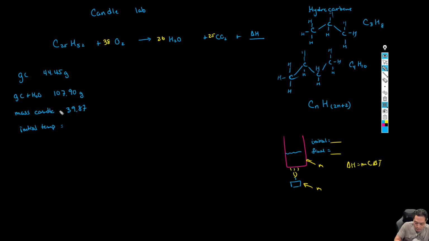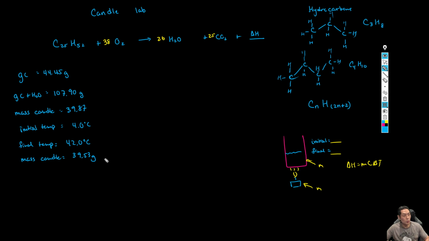And that was 4.0 degrees Celsius. And then we're going to measure the final temperature, which was about 42 degrees Celsius. And then we're going to mass the candle again, which was 39.53 grams. So in our lab, this is what we measured, or at least wrote down. And now we want to find out this delta H.